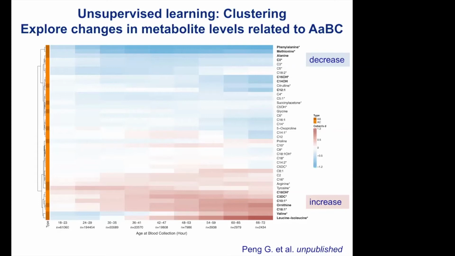In blue on the top, there is a decrease in metabolite levels over the time course. Examples for metabolites following that trend are phenylalanine and methionine. So they will decrease over the course after birth. On the bottom in red, there is an increase in levels. Examples are valine and leucine, isoleucine. So these metabolites will increase after birth.